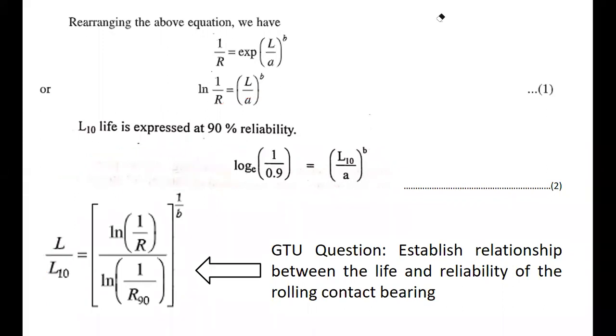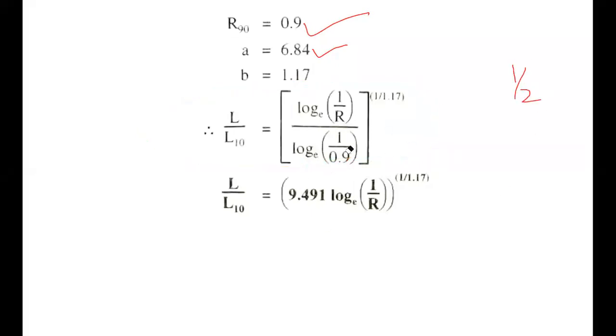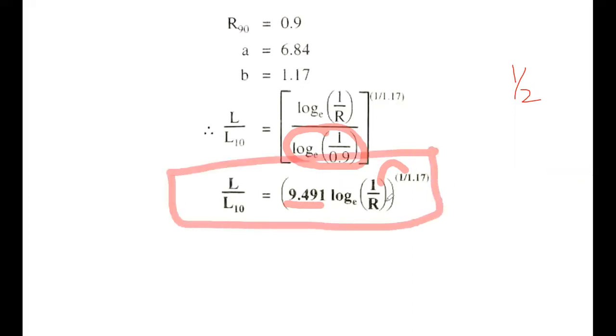We are going to do numericals on this for other than 90% reliability now. In this equation which we derived, R90 is 0.9. A is 0.64, though a has got cancelled since we divided equation 1 by equation 2, and the value of b is 1.17. Since it is 1 upon b, it is 1 upon 1.17. So when I put the value of natural log of 1 upon 0.9, I get 9.491 natural log of 1 upon R raised to 1 upon 1.17. You can either use the formula which we derived, or simplify and use this formula. It's one and the same.